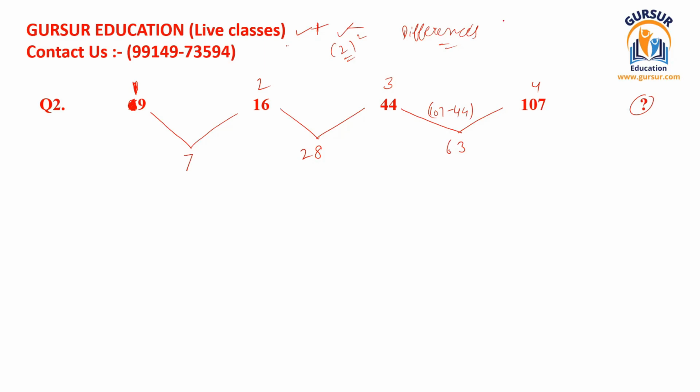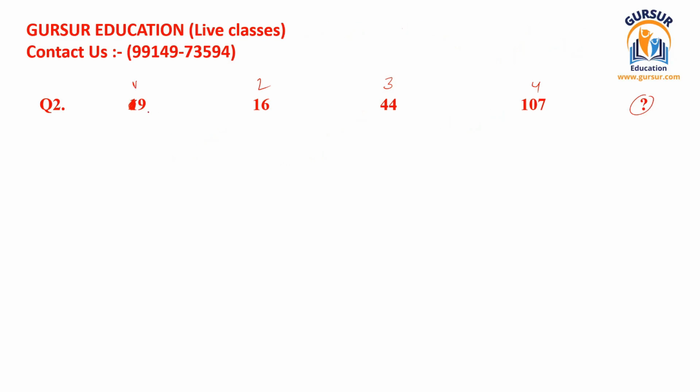I taught you that you must be aware of squares and cubes, square roots and cube roots. I told you in the basics video lecture of number series. Just by looking at these three figures, this is 7, this is 28, this is 63, you can get to know that there is the mathematical operation of finding the cube. If you apply this, you can easily find this question.